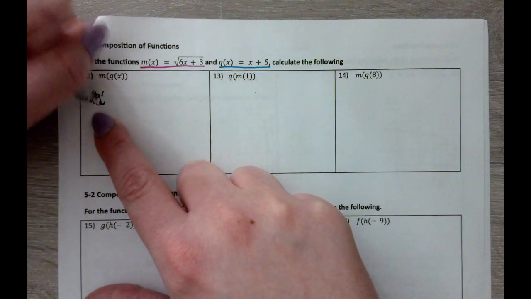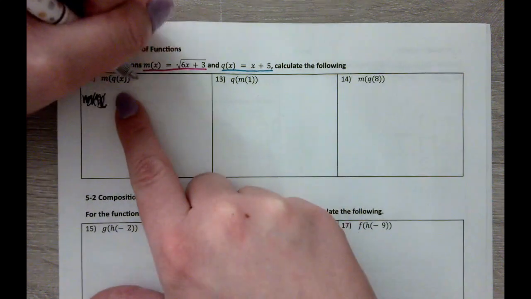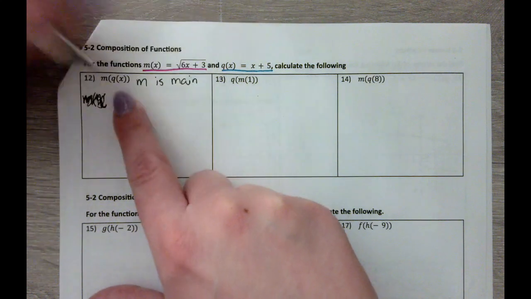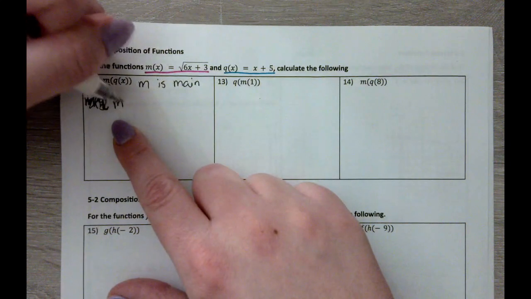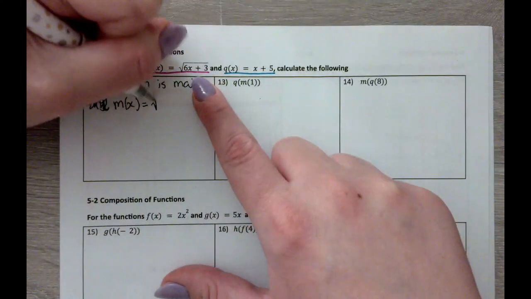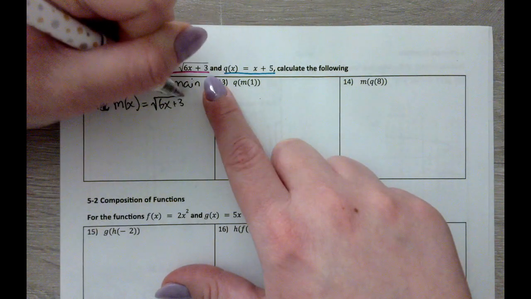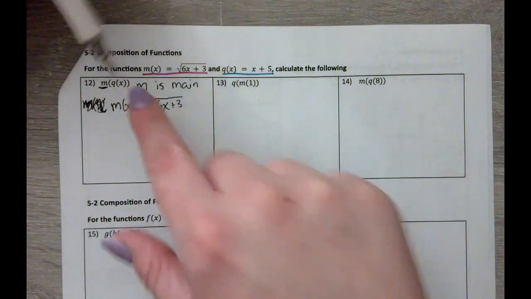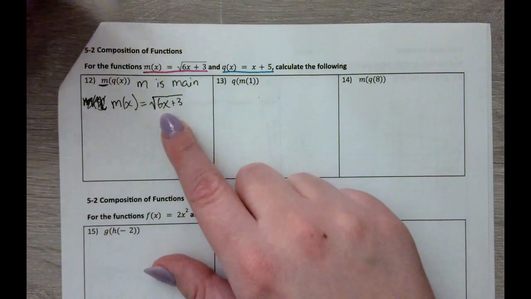Actually, what I like to do is start with the outside function. So this is the main. So M is main, since it's on the outside. So I'll start with m of x by itself, which is the square root of 6x plus 3. So I'm taking this main function and I'm plugging q into the function itself, so inside for this x.